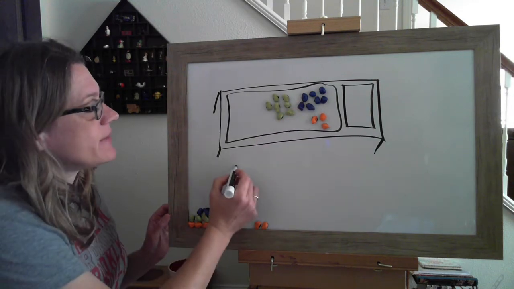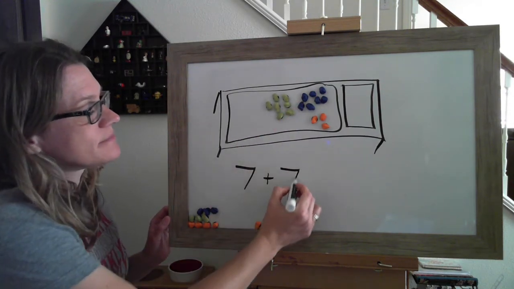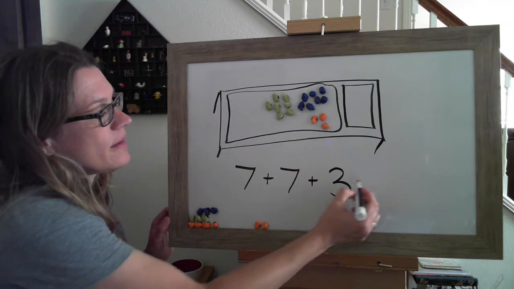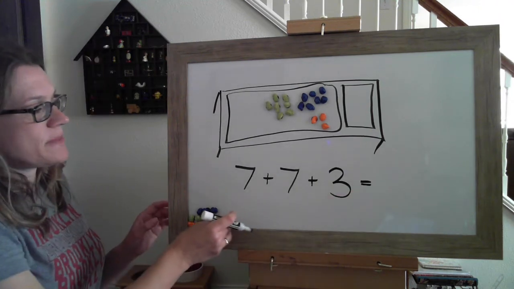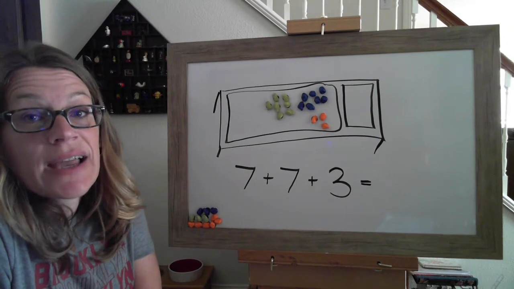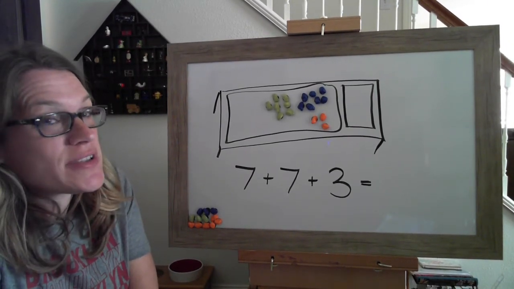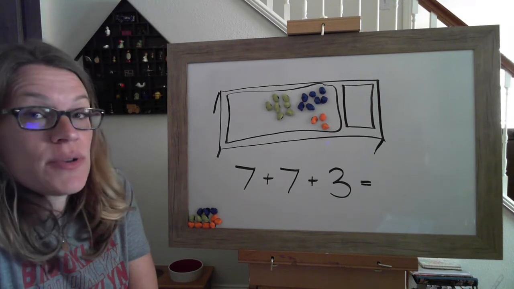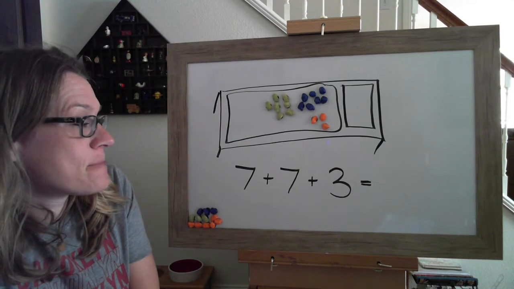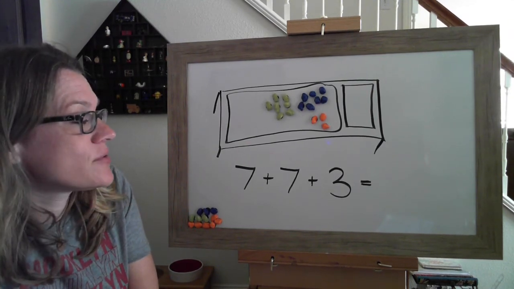All right, so let's write our equation. So she has 7 plus 7 plus 3. So here we have our equation. So let's look at that equation and decide what strategy we're going to use. There's 2 different strategies that we can use here, and I bet you can guess which one I'm probably going to use. You guys go ahead and pick your strategy and find the answer for me.